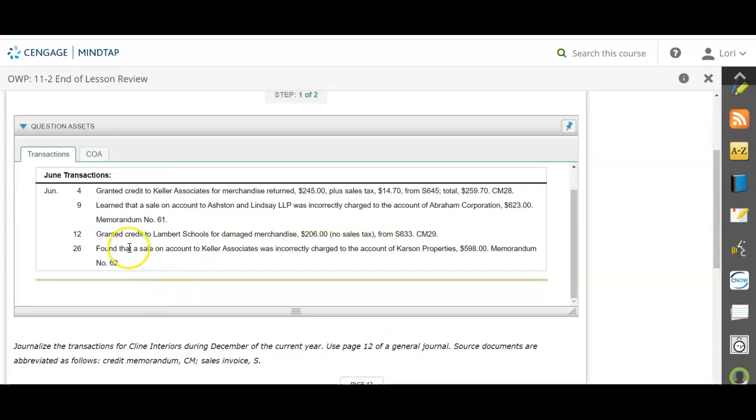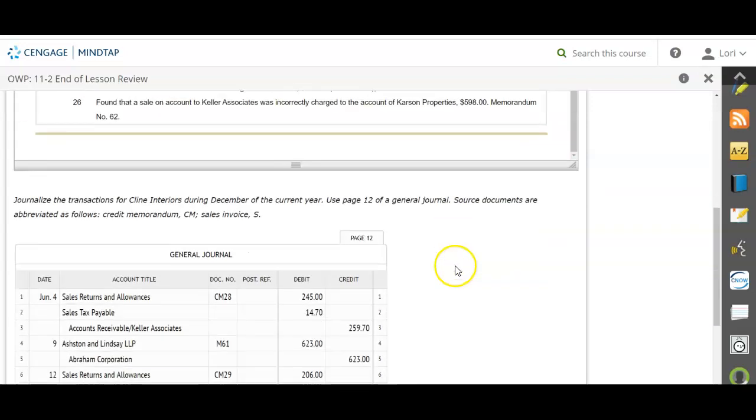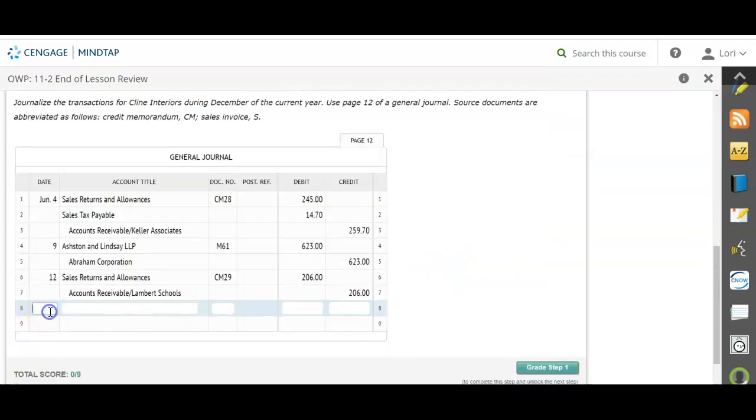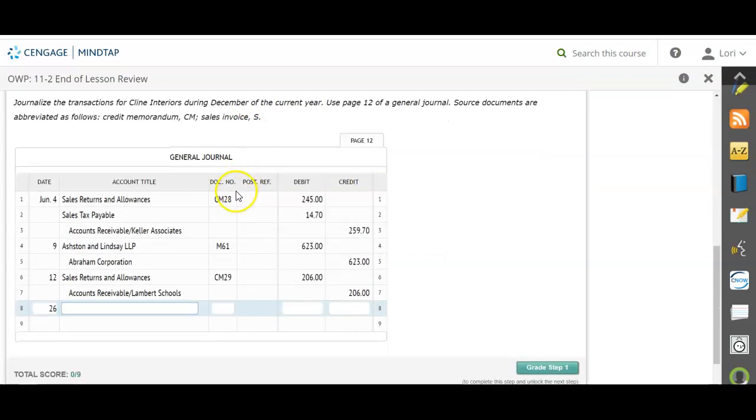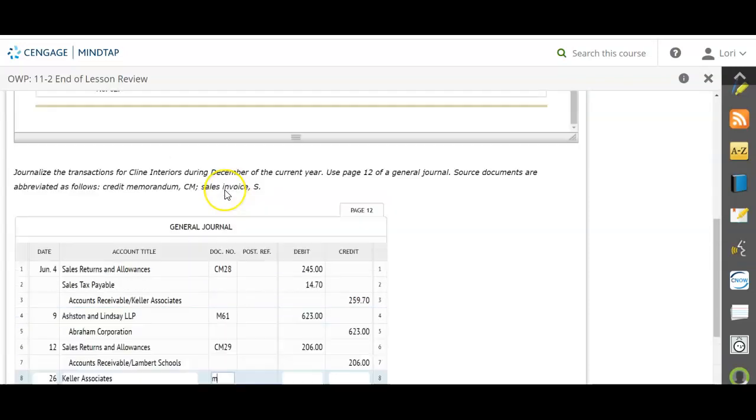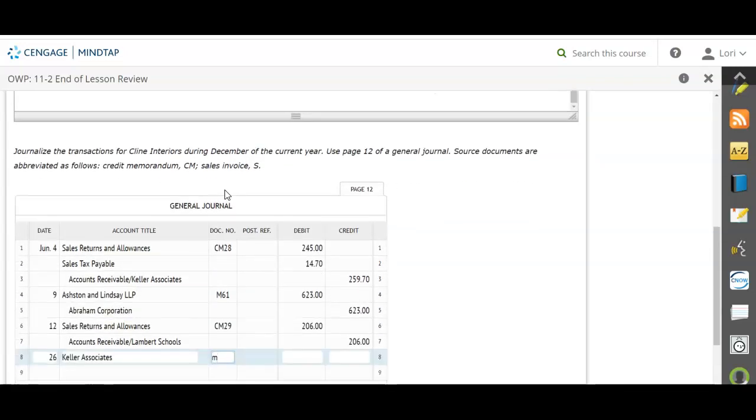All right, and last but not least, we found that a sale on account to Keller Associates was incorrectly charged to Carson Properties for $598. This is another mistake that was made. So it took place on the 26th. We have to put it where it belongs. It should have gone into Keller Associates. So first line is Keller Associates. This must be M62.